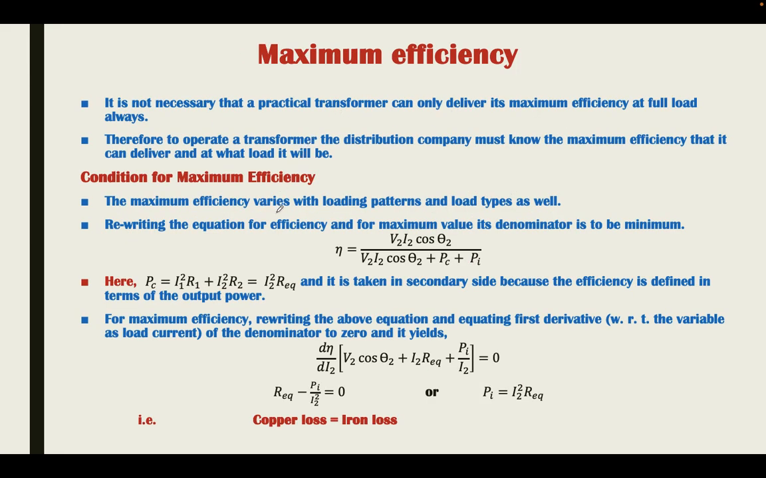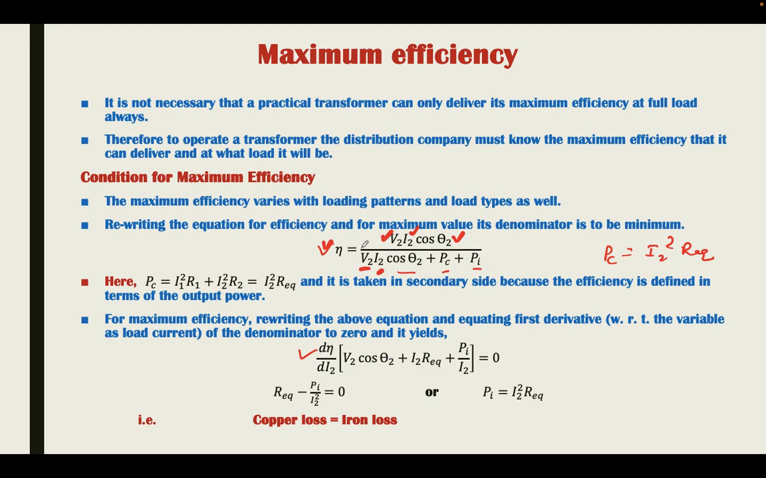Now, considering the equation for efficiency, we know that in a transformer the supply voltage remains constant. If we consider the power factor of the load to be constant, then V2 is constant, cos phi 2 is constant, and Pi is constant. The only variable components are I2 and PC, because PC is equal to I2 square R equivalent. Now, I2 is the variable quantity, so differentiating the efficiency with respect to I2, we can find the condition for maximum efficiency, where the denominator becomes minimum.